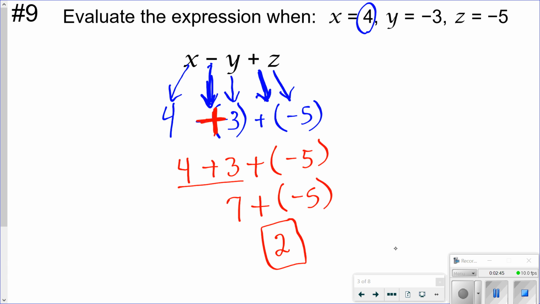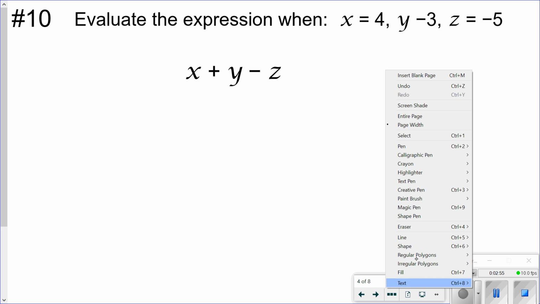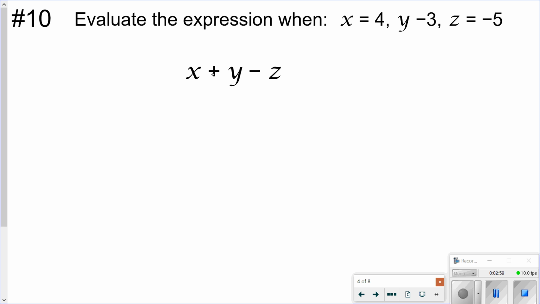All right, let's try number 10. So on this one, we have x plus y minus z. But we're going to do that same method I was just talking about. So we want to put down those operations symbols in between the values of each one of those. All right, so x. X is a 4. Then drop down your plus sign. Then drop down the value of y.